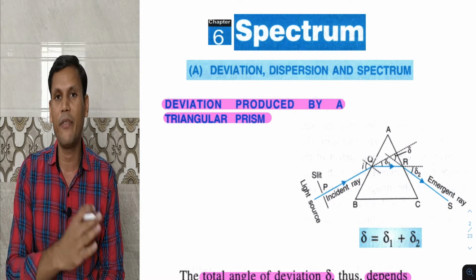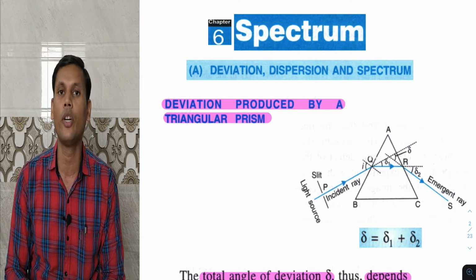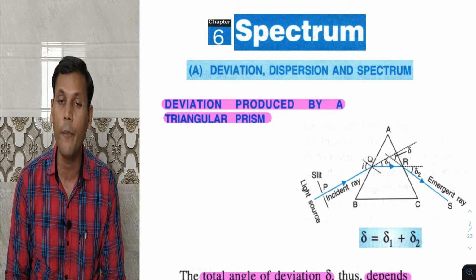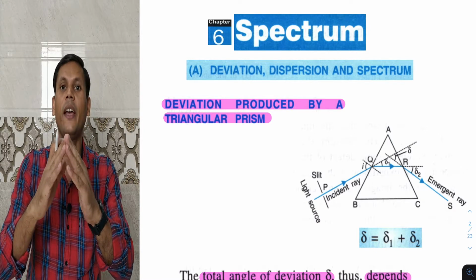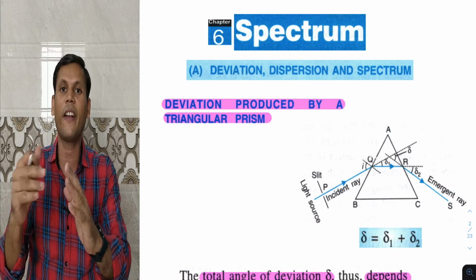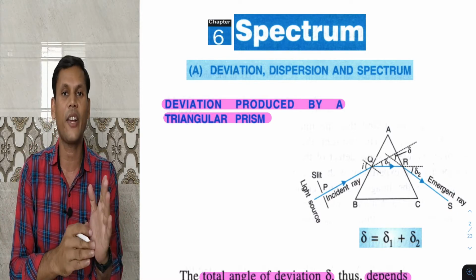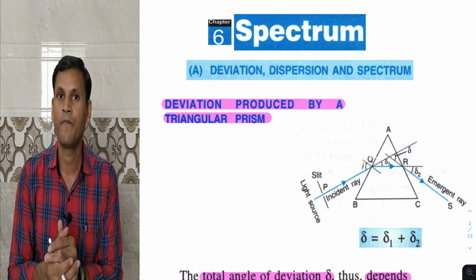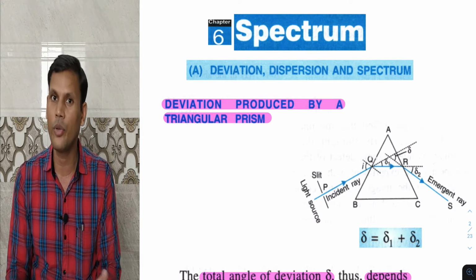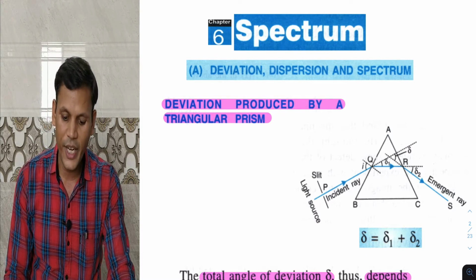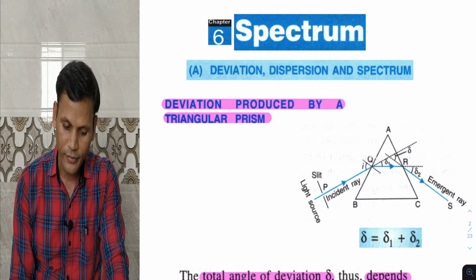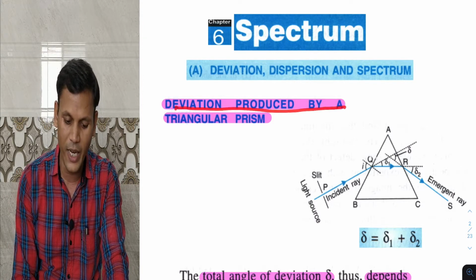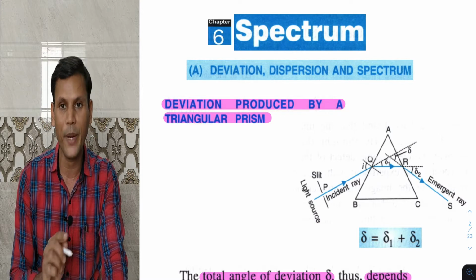Already in previous videos we have discussed what a prism is. A prism has two refracting surfaces, and through the refracting surfaces refraction takes place. About that we have to discuss further. So, deviation produced by a triangular prism.